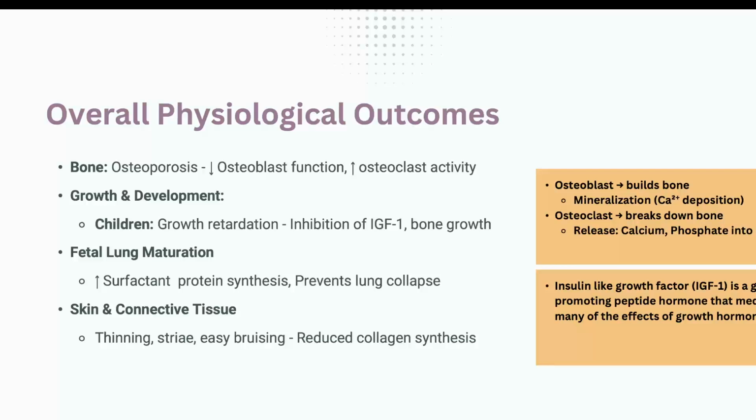Increased level of cortisol, or using exogenous glucocorticoid repeatedly for a long period of time, leads to inhibition of collagen synthesis. And we all know that collagen is very important for the firmness of the skin. So with no collagen, the skin becomes brittle, becomes easily damaged, and leads to bruising, for example, and thinning of the skin.